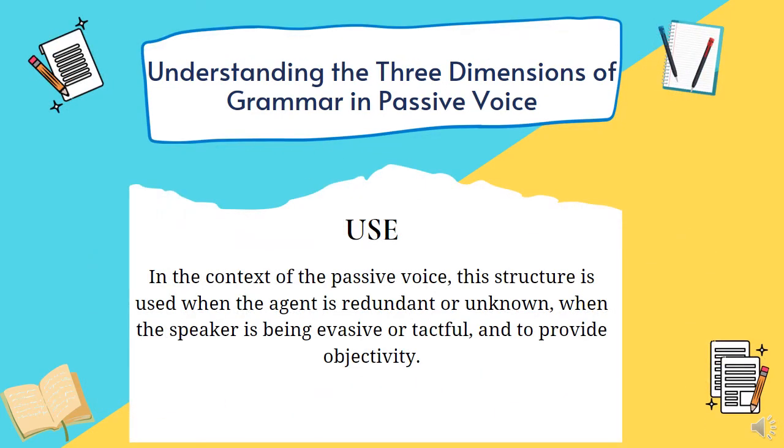The dimension of use refers to when and why English speakers decide to use one particular grammatical structure over others that could convey the same meaning. In the context of the passive voice, this structure is used when the agent is redundant or unknown, when the speaker is being evasive or tactful, and to provide objectivity.